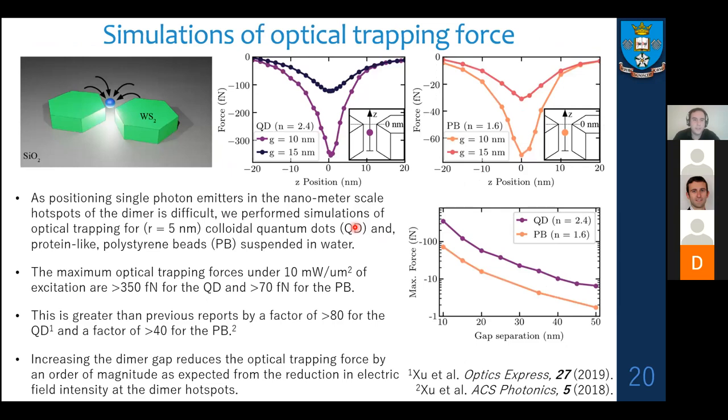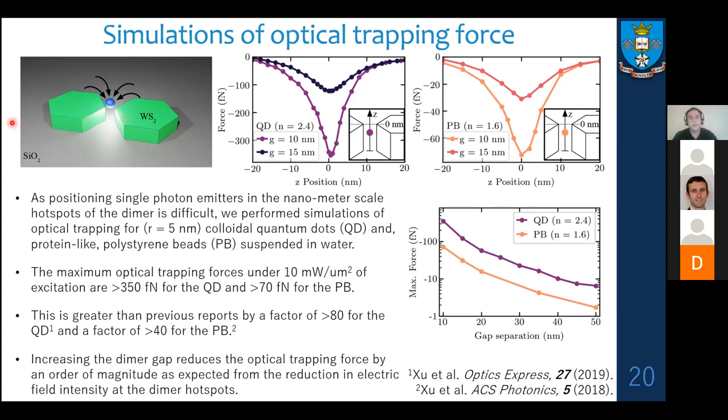Lastly, we studied optical trapping, a simulation of optical trapping using these structures, which is dependent on the electric field intensities that can be found in these ultra small gaps. This is interesting as it can help us to position, say, quantum emitters into these hotspots, where they will then be further enhanced by coupling to the photonic resonances.